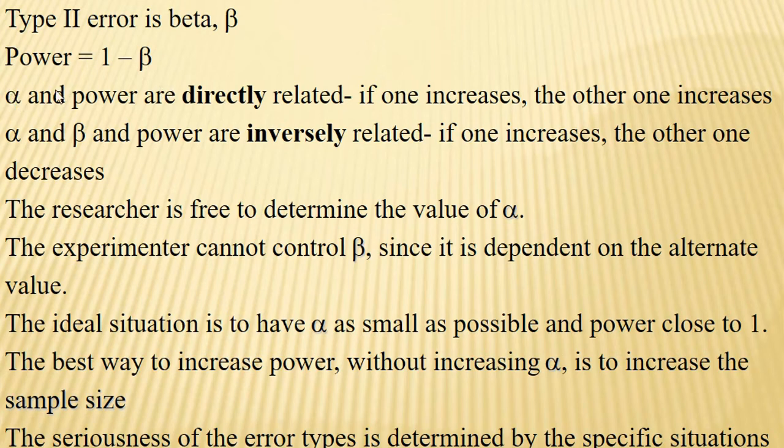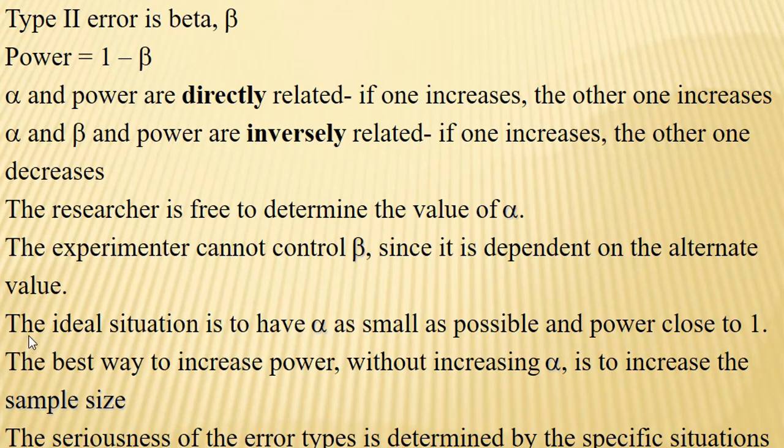Next, alpha and power are directly related. So if one goes up, the other one goes up. Alpha and beta are inversely related. So if one goes up, the other one goes down. And then I just told you power and beta are also inversely related. When one goes up, the other one goes down. A few other facts. The researcher is free to determine the value of alpha. I'll tell you what that means. The experimenter cannot control beta since it depends on the alternative value. That's just extra stuff.